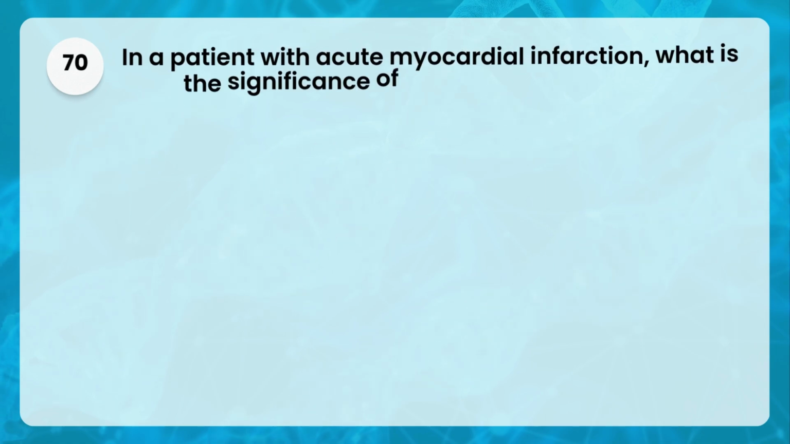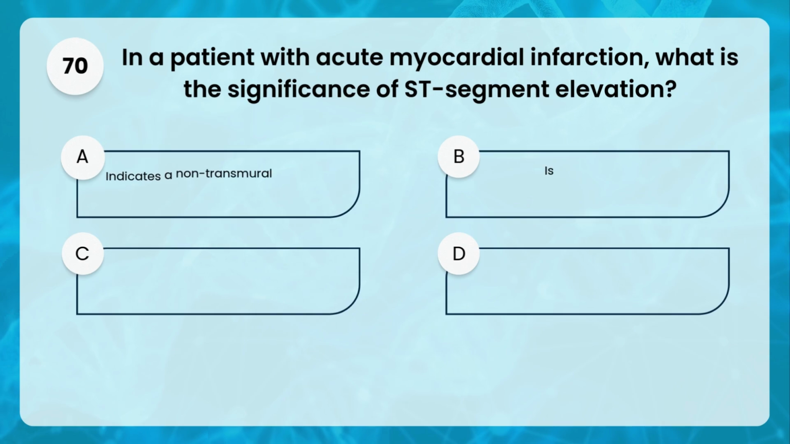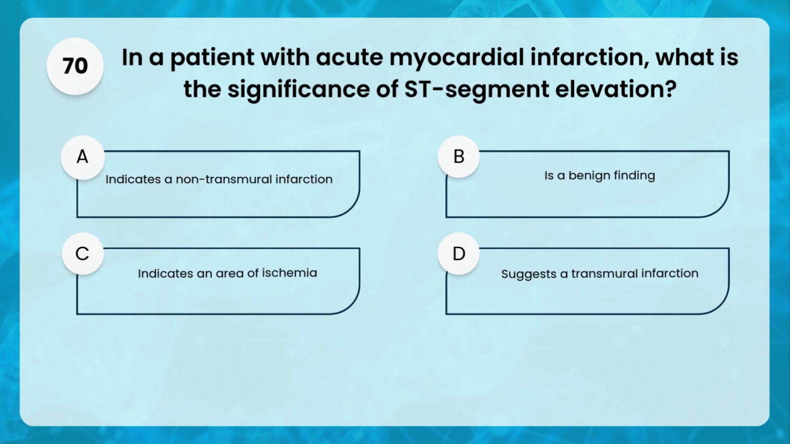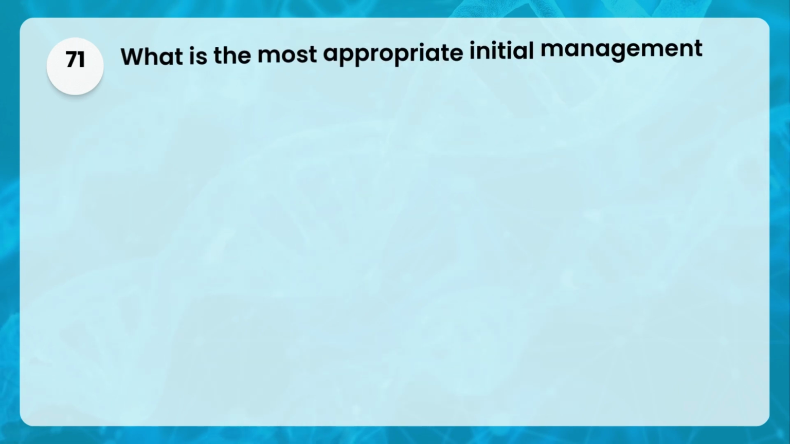70. In a patient with acute myocardial infarction, what is the significance of ST segment elevation? A. Indicates a non-transmural infarction, B. Is a benign finding, C. Indicates an area of ischemia, D. Suggests a transmural infarction? The answer is D. Suggests a transmural infarction.